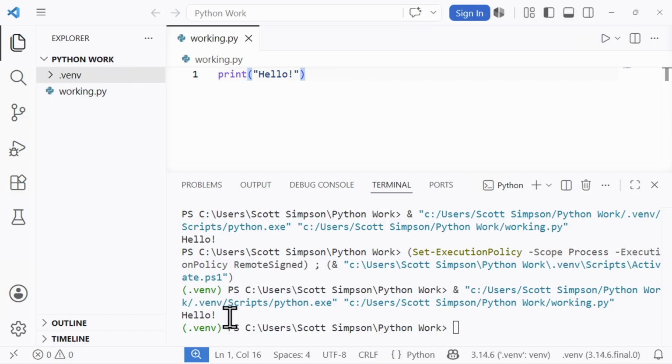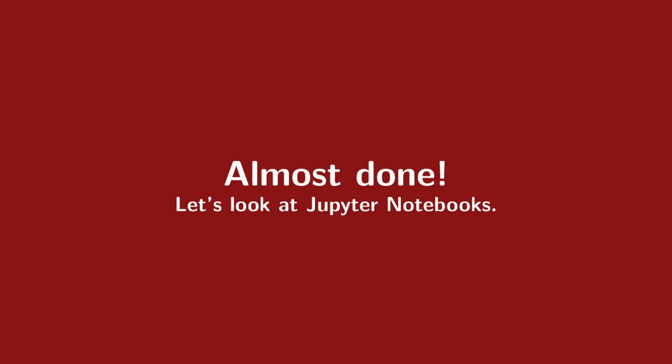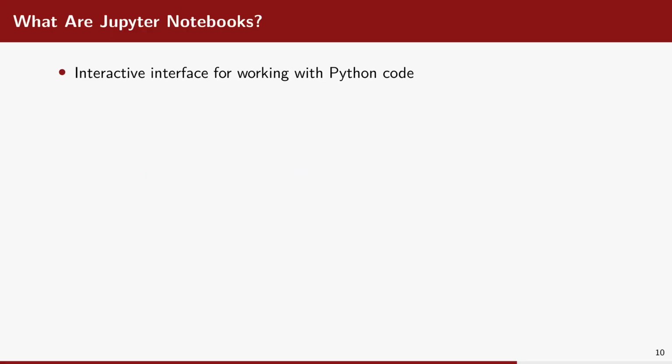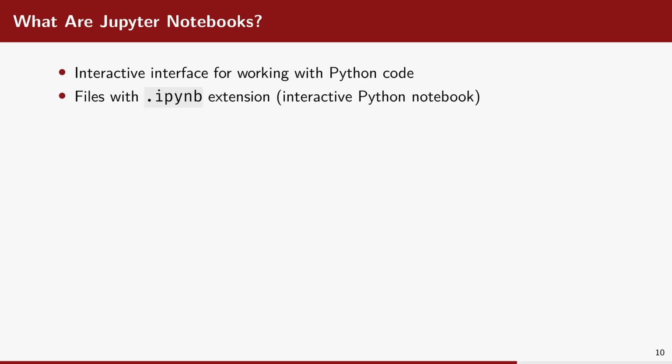While we'll usually work with Python code as a text file within a code editor, as we've been doing so far, it's also common to work with Python using Jupyter Notebooks, which provide a more interactive interface for working with code. Jupyter Notebooks are files with the extension .ipynb, which is short for Interactive Python Notebook.